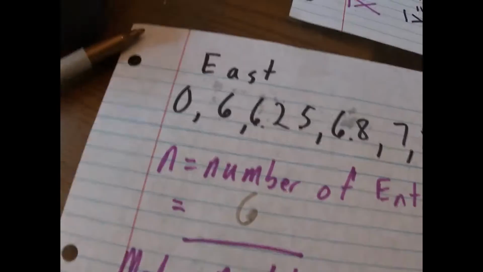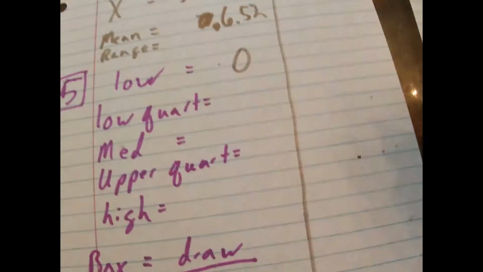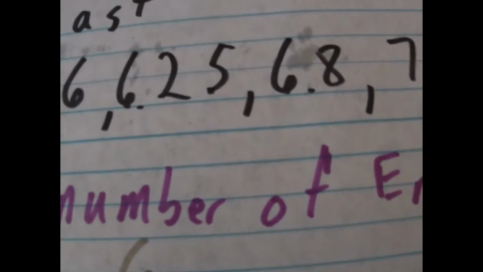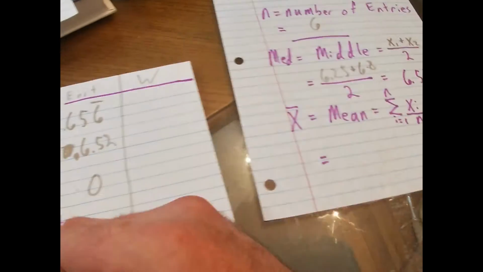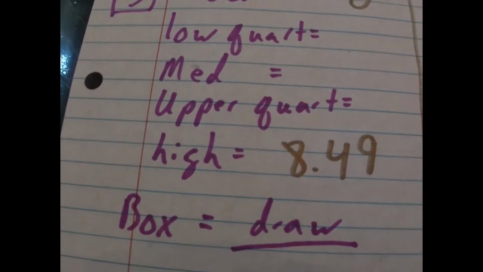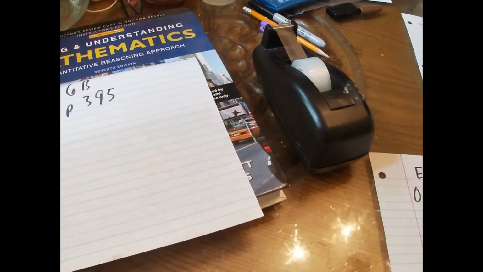I had notes around here somewhere. What was the low value? The low value clearly for this first set was 0, so we'll just say the low value here is 0. We can also take care of the high value. The high value was this one, 8.49. That's what makes it nice to put them in order.